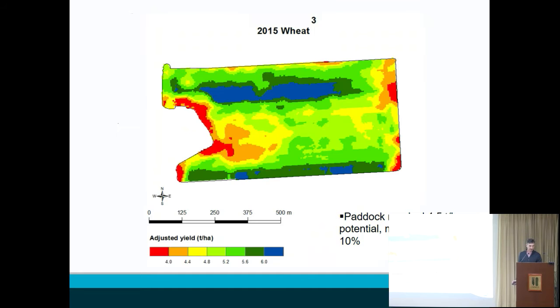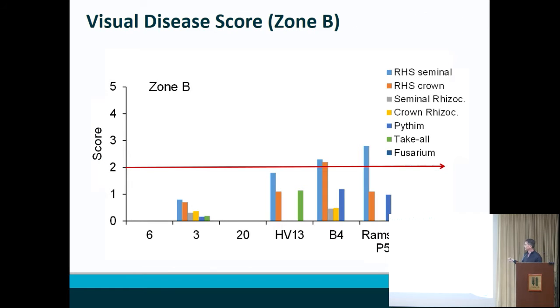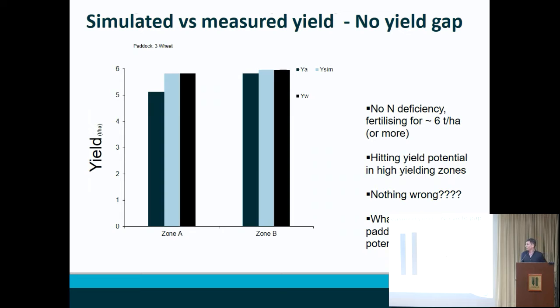So basically the conclusion that we had from that first paddock was that it appears as though there is a disease problem and a pathogen problem that is not being managed and now needs to be addressed. And that would be the explanation for the yield gap in that particular field. If we move to another field, we can see that this was a very high yielding field, achieving 6 tonnes, no measurable or discernible yield gap at all. There was no nitrogen deficiency. The farmer was able to achieve 6 tonnes.